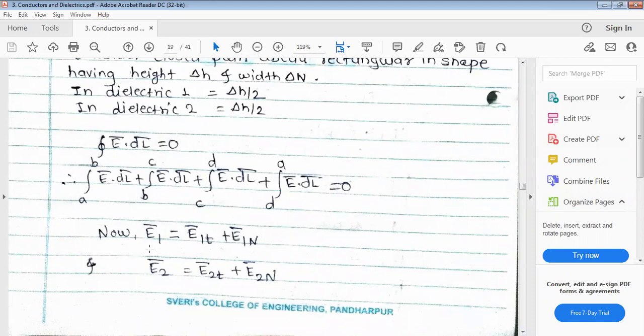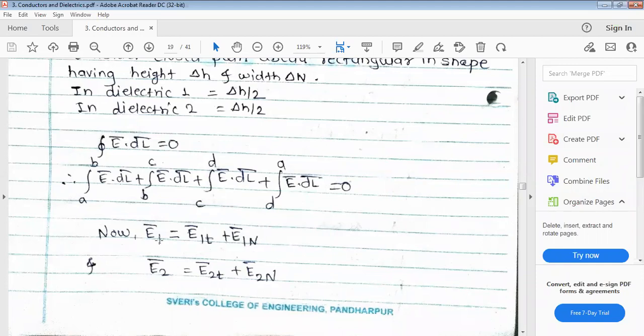So this E1 bar is nothing but the electric field intensity in region 1, that is in the upper part, and this E2 bar is the electric field intensity in region 2. So this electric field intensity has two components.